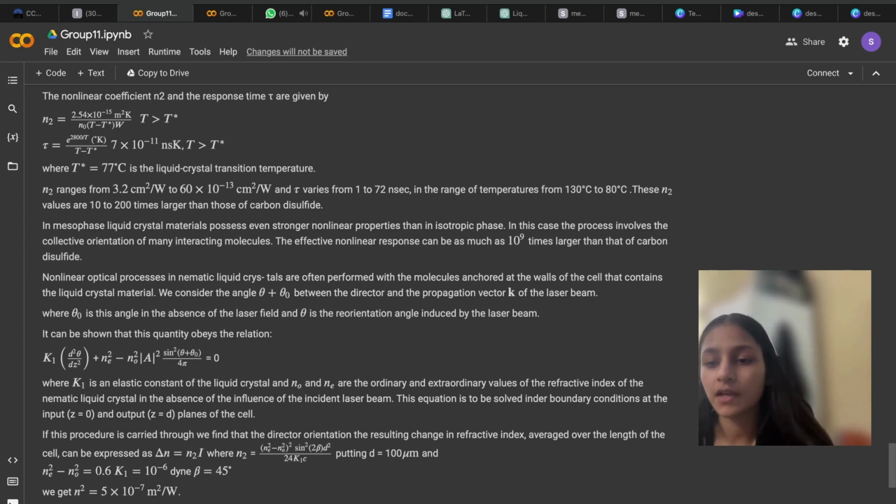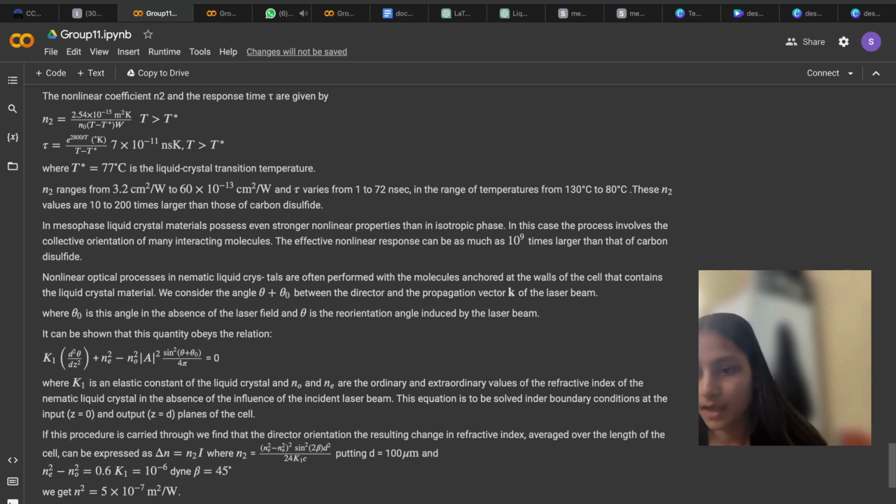So what's the purpose of anchoring? The anchoring serves several vital purposes. First, it provides a controlled environment for the liquid crystal molecules. By ensuring that molecules adhere to the walls, researchers can precisely control their orientation and alignment. This controlled alignment allows scientists to understand how the liquid crystal molecules react to external stimuli, such as an incident laser beam.